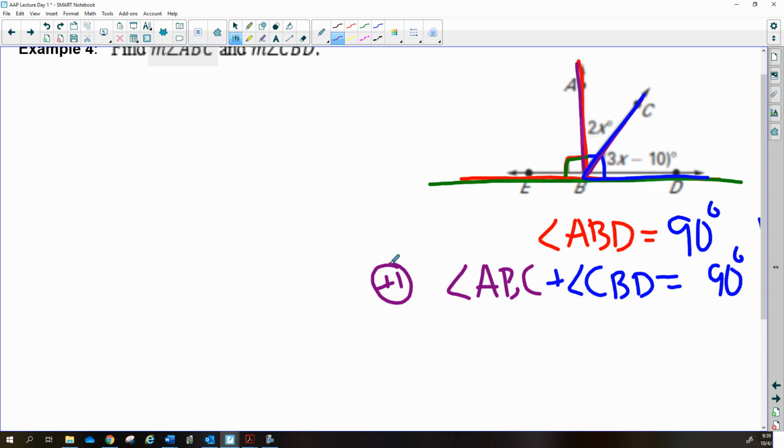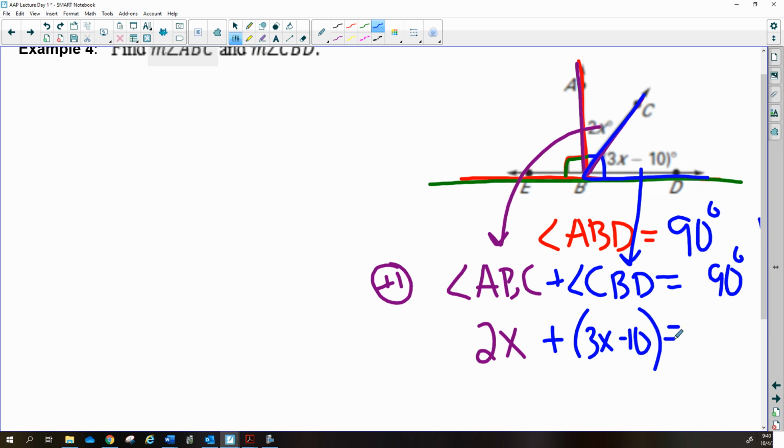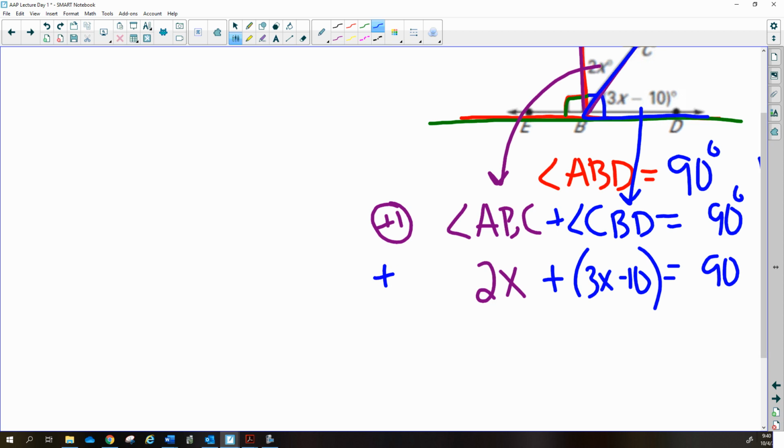Then I can see the purple one has 2x. This blue one up here is 3x minus 10, and that all equals 90 degrees. Put the algebra in the problem, that's the next step. Now we have to solve. Combine the x's together. Since they're on the same side, they just combine together.